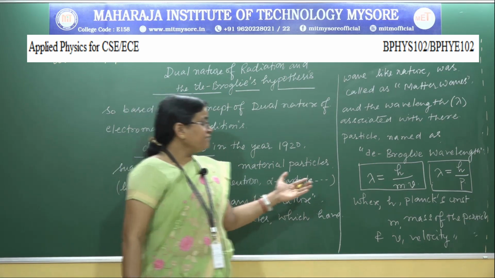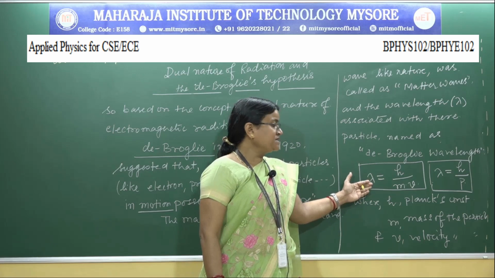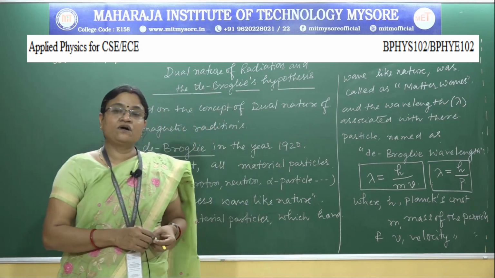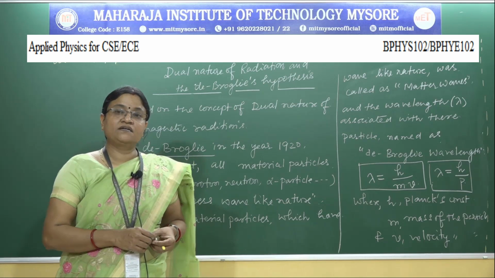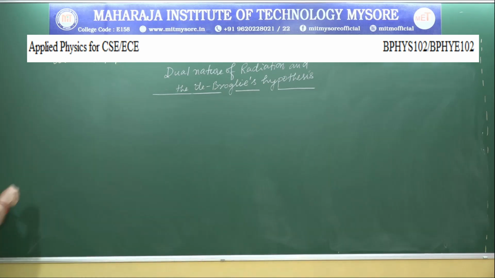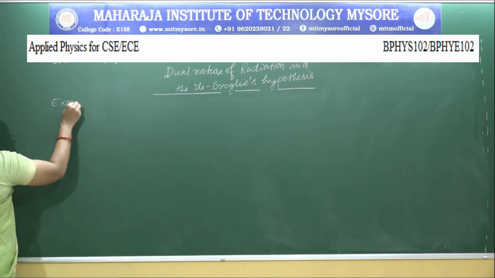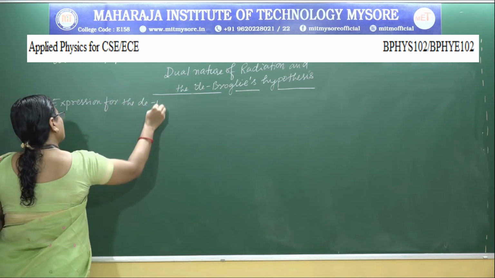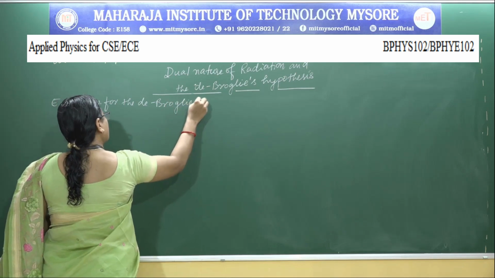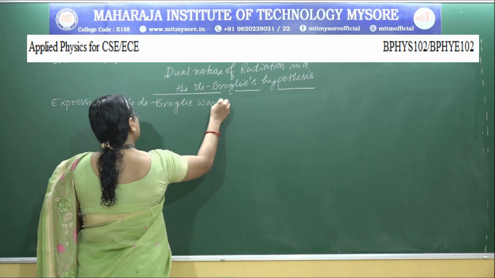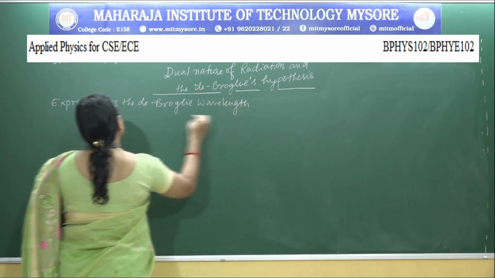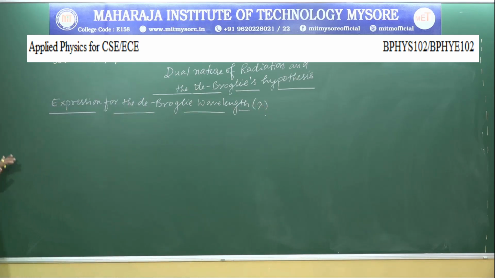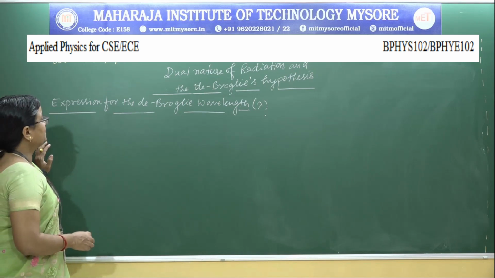Now let us see how we can derive this expression lambda is equal to h by mv using the Planck's law and the Einstein mass energy relations. Expression for the de Broglie wavelength.